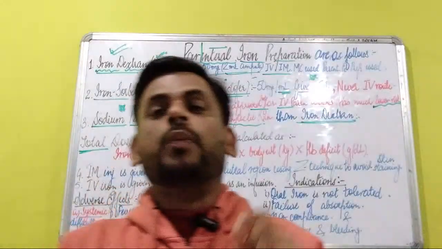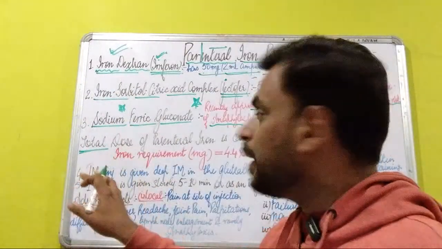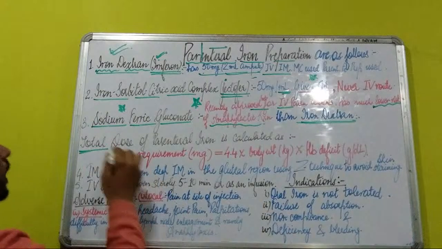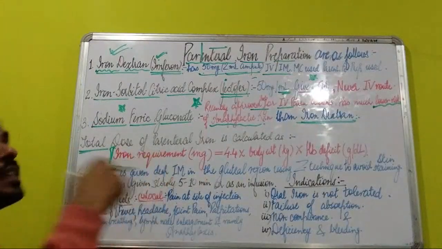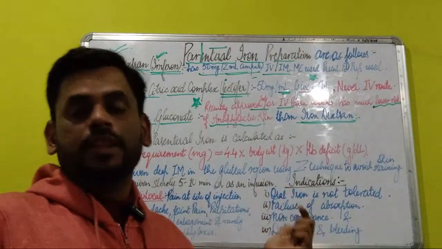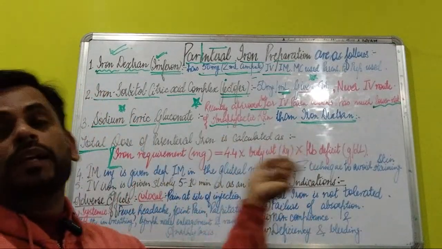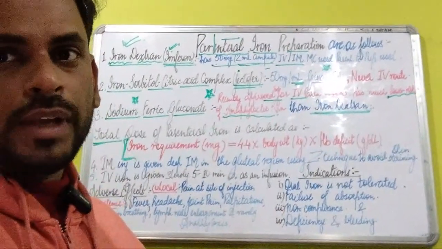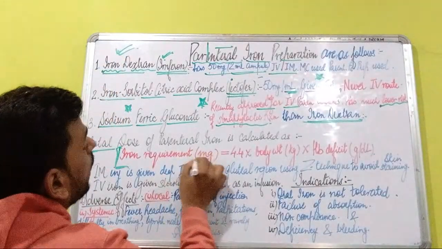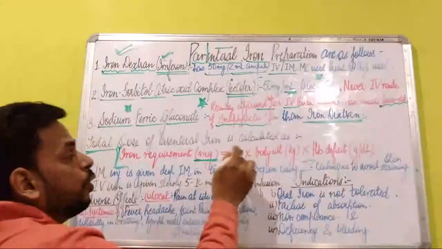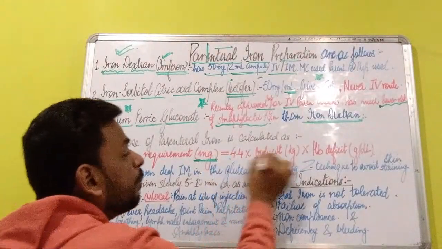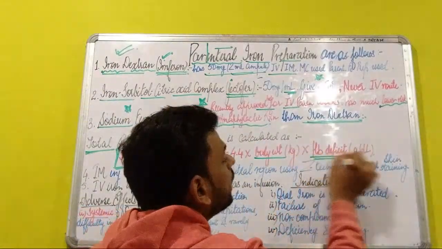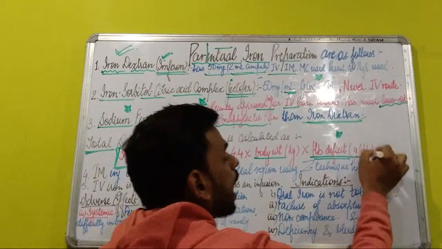Students and viewers, very important, this formula needs to be remembered. The iron requirement of a particular patient can be calculated with this formula. If a patient is anemic, having a deficit of iron reserves in the body, how do we calculate how much iron needs to be infused, how much iron needs to be administered? The iron requirement in milligrams is equal to 4.4 multiplied by the body weight of the patient in kilograms, multiplied by the hemoglobin deficit in grams per deciliter.